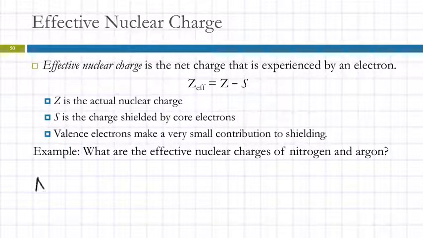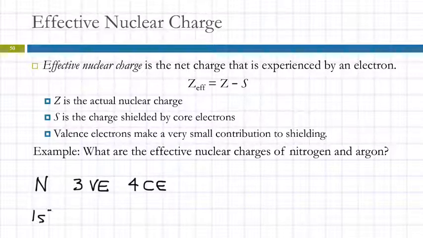Okay, so nitrogen, how many valence electrons does nitrogen have? 3. So it's got 3 valence electrons. How many core electrons does it have? 7. Well, how many electrons does it have? Nitrogen. It's got 7, and 3 of them are valence. So how many are core? 4. 4 core electrons. Or you can do the Lewis electron configuration.